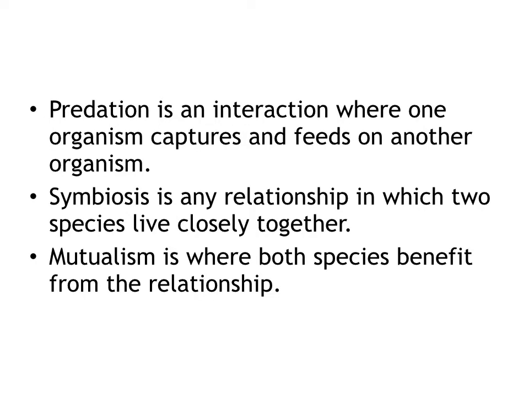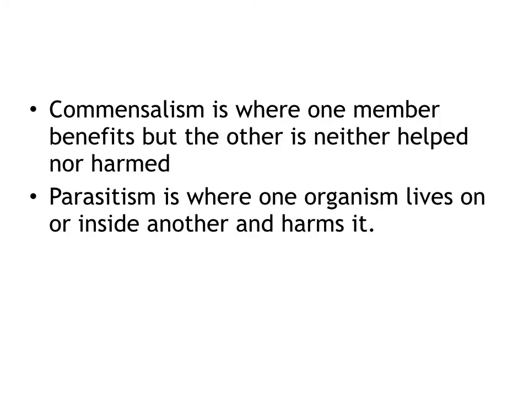Predation is an interaction where one organism captures and feeds on another organism. Symbiosis is any relationship in which two species live closely together. And mutualism is when both species benefit from the relationship. So we talked about this in the last chapter, okay, but we're just reviewing it because of how it applies to community interactions. Commensalism is where one member benefits and the other is neither helped nor harmed. And parasitism is when one organism lives on or inside another and harms it. So again, we talked about all these last chapter. They should be familiar. We're just reviewing them.